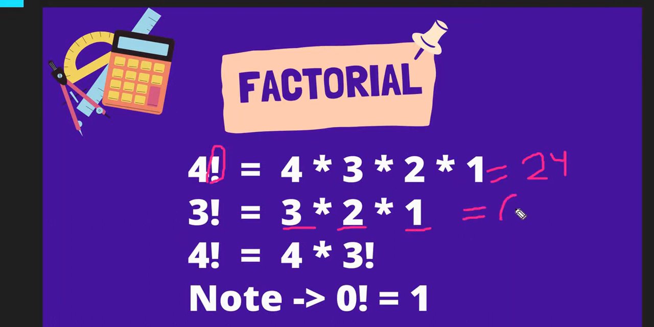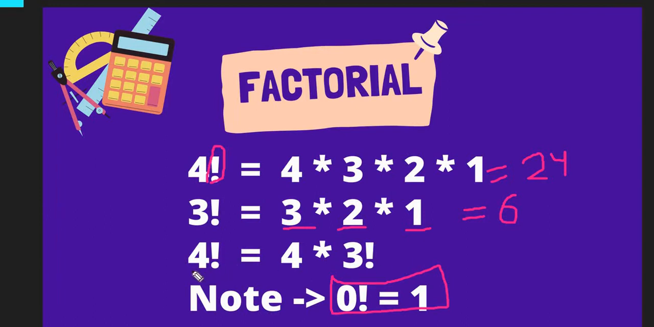6. Great. Now, another thing to note here is that 0 factorial is equal to 1. So 0 factorial is not equal to 0, but it is equal to 1. This thing has to be kept in mind.